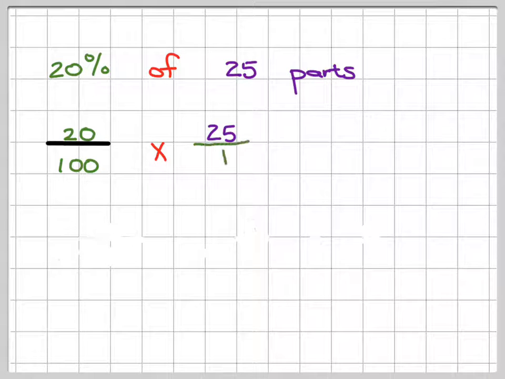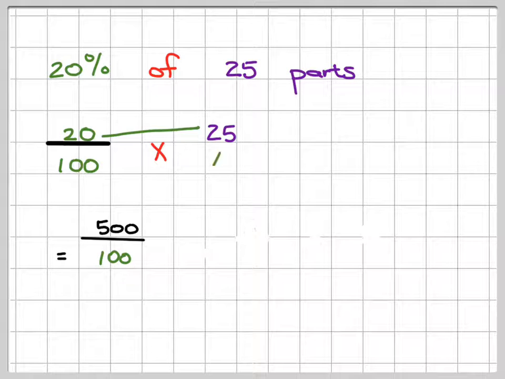Silently, it is actually over 1. A whole number, so if you want to make it a fraction, you put it over 1. But you're already advanced enough now to know that in your head. And then we're going to do that little multiplication there, and we're going to come to 500 over 100. Well, 20 times 25 became 500. And 100 times the silent 1 underneath there stayed 100.